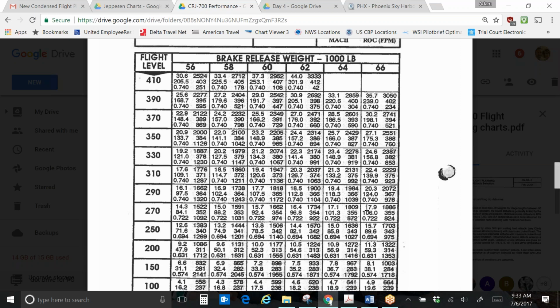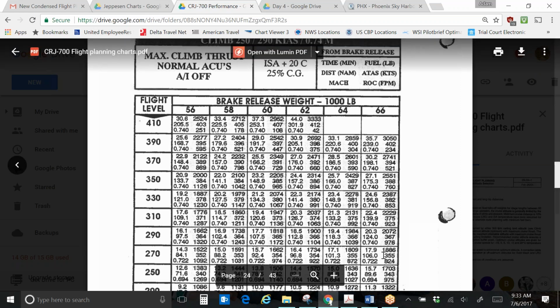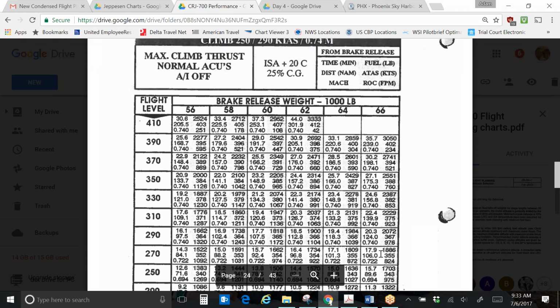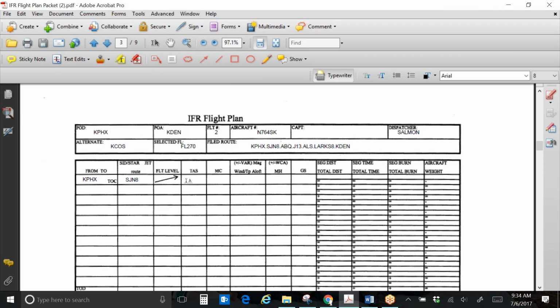Kind of nice. So what we're looking at here is our time from Phoenix to top of climb is going to be 17.9 minutes. It's going to be 106 miles, and it's going to burn 1,886 pounds of fuel, and our true airspeed is going to be 355. So what I'm going to do is go right into my flight plan chart and transfer that information over. So true airspeed 355.